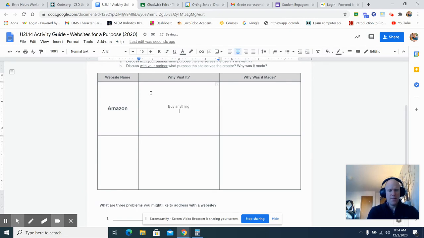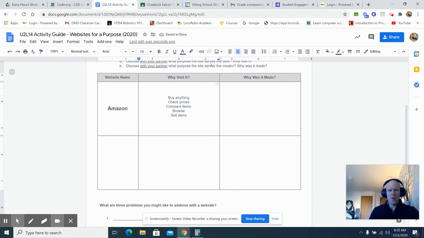To check prices. To compare items. To browse. They just go there for fun, see what's out there. They might visit it to sell stuff. Okay. There are several reasons.